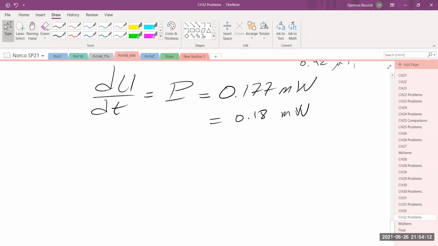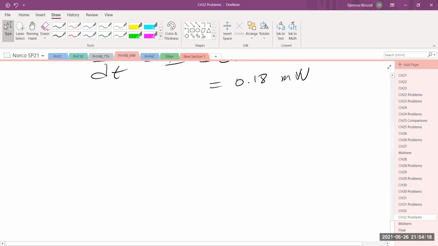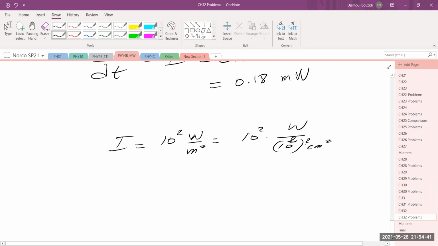Express the damage threshold in watts per centimeter squared. Now we want it in watts per centimeter squared, because the retina is not that big, really. It's very small, a few centimeters squared. So the intensity is equal to 10 to the power 2 watts per meter squared, and the meter squared is 10 to the power 2 squared in centimeter squared. Cancel one of these with that, so it's going to be 0.01 watts per centimeter squared.